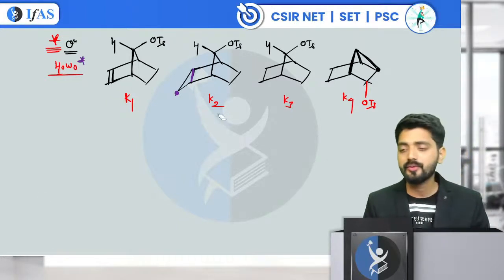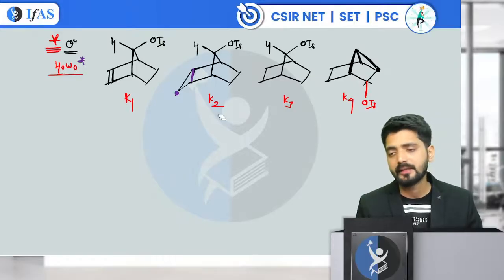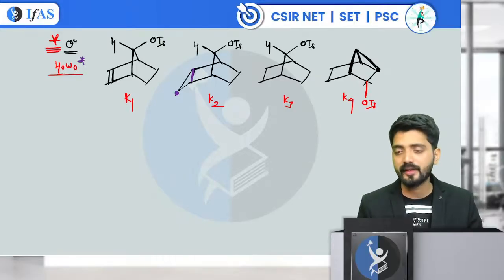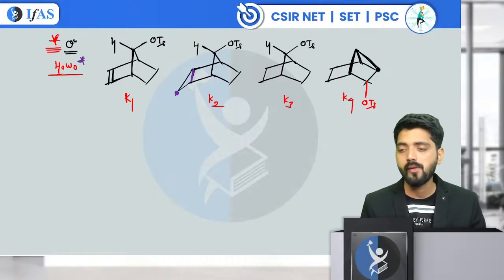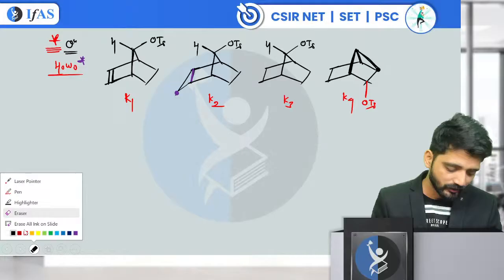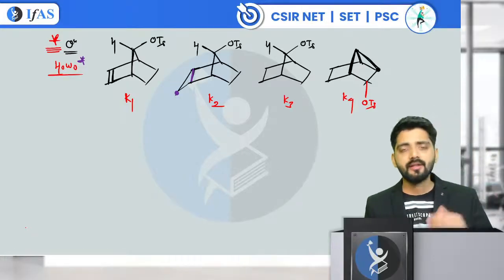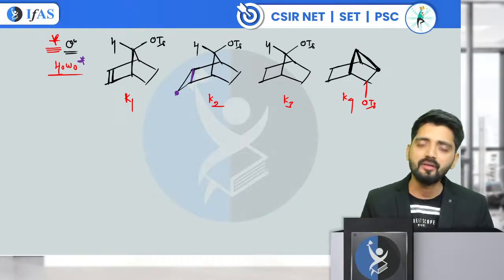Please do share your views. What is your answer? 4, then 2, then 1 and 3. Okay, Om. 4, 2, 1, 3. Very good. See, first of all, the rate for a three-membered ring is very high.